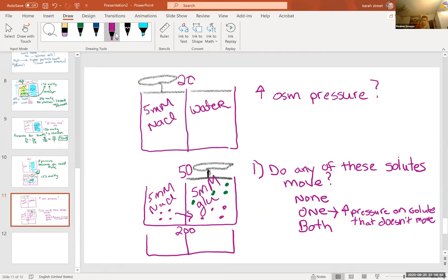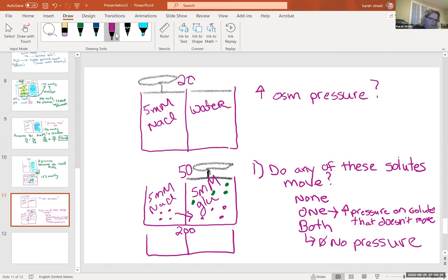Both. If both move, then are you going to have unequal osmotic pressure? No. If the particles can move, they will, and water doesn't care. So if both move, end of story. There is no pressure difference. You're not pressing on the piston. No difference, no pressure.